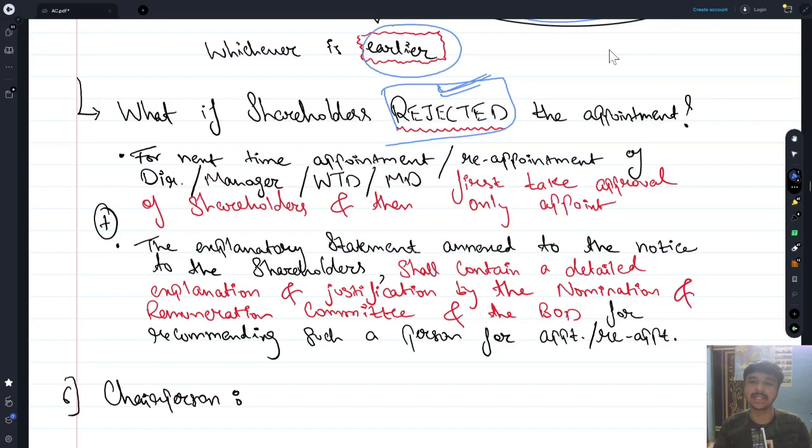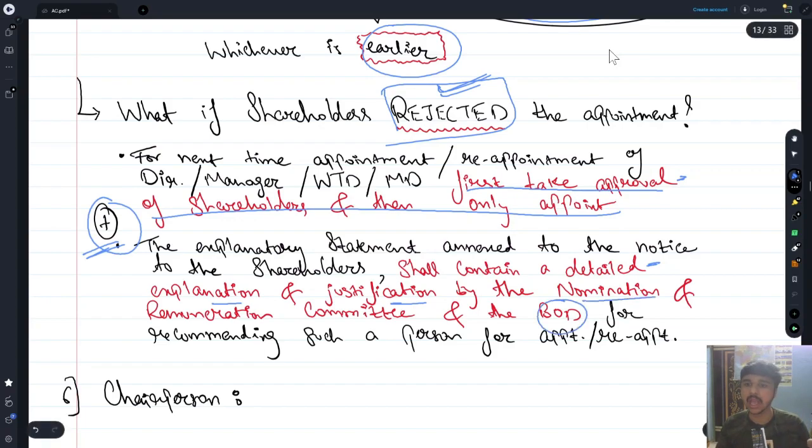No, you cannot appoint him until and unless you first take the approval of shareholders and then appoint. And now that you are taking approval, you also need to give a detailed explanation and justification why you want to appoint him. And who will give this justification? The board of directors, obviously the one who is appointing, and the nomination and remuneration committee. We are going to deal with this again in the next part.